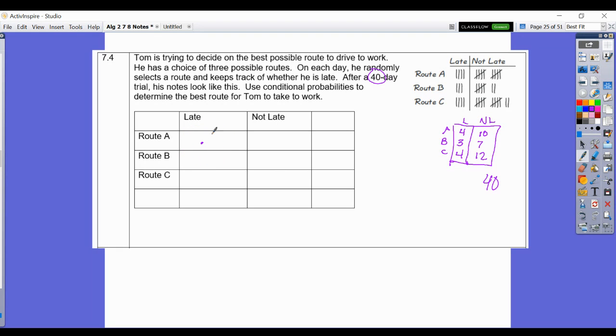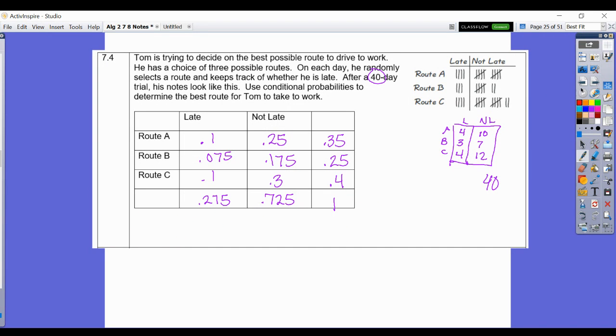All right, so dividing by 40, 0.1, 0.25, which adds up to 0.35. For route B, we have 0.075, 0.175, which adds up to 0.25. And for route C, we have 0.1, 0.3, which adds up to 0.4. Adding vertically, we have 0.275 and 0.725, which adds up to 1. And we can also look up here, 40 plus 25 plus 35 is 100. So our table is accurate, so you always kind of want to check that one to make sure you got it set up right. And let's answer a few probability questions on this.